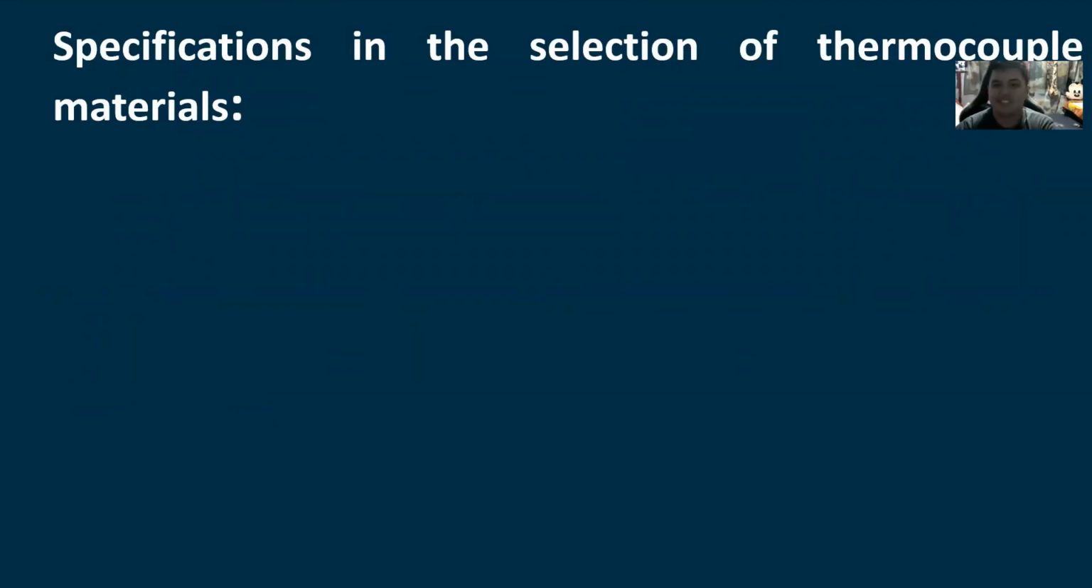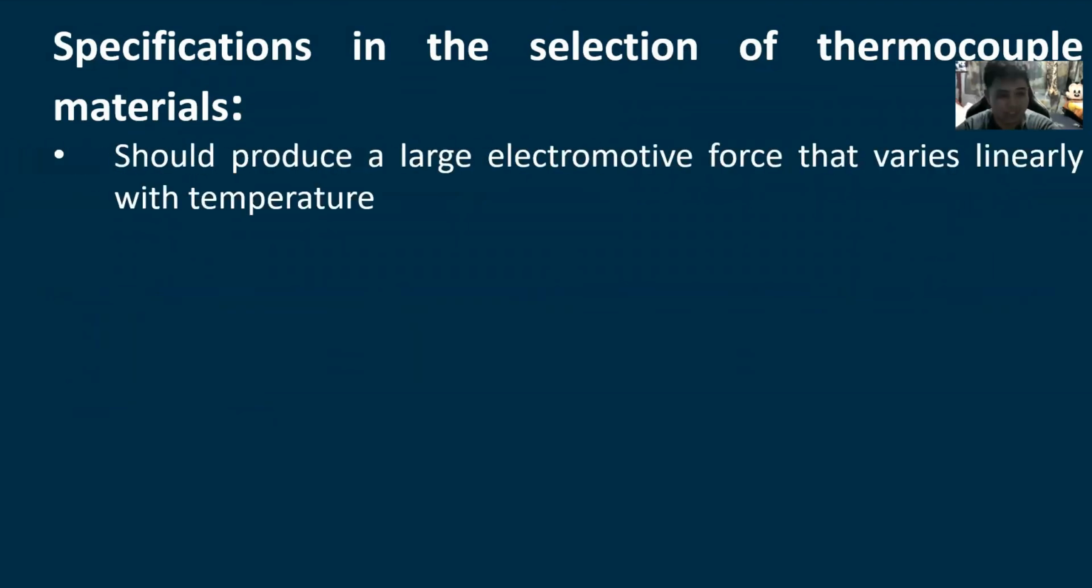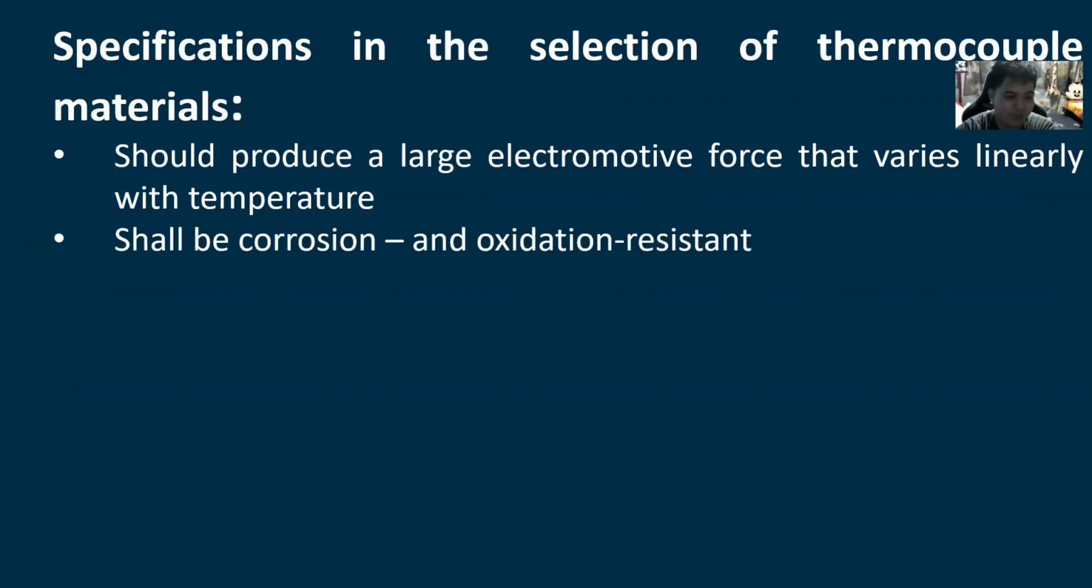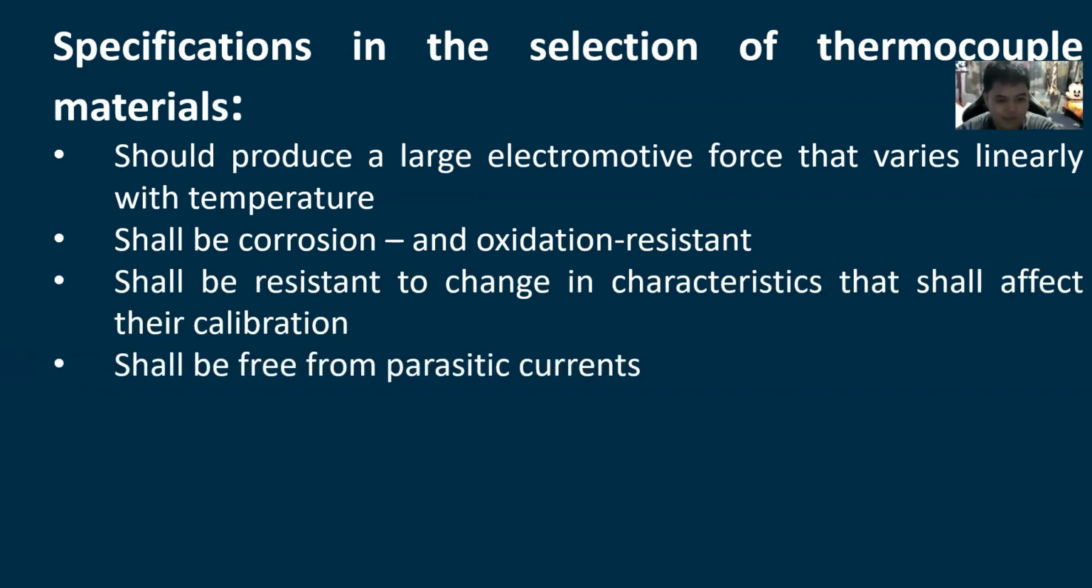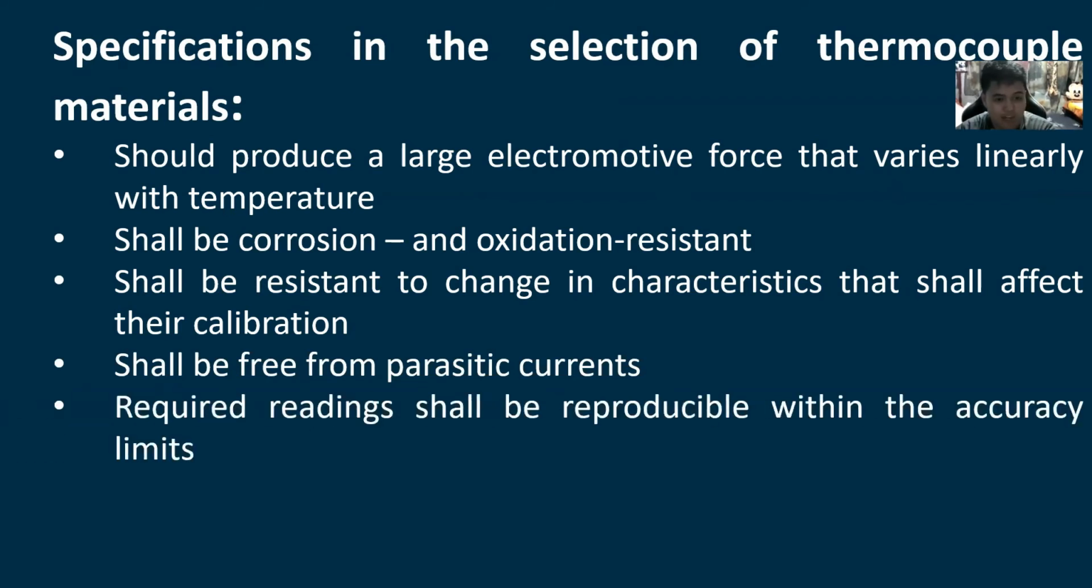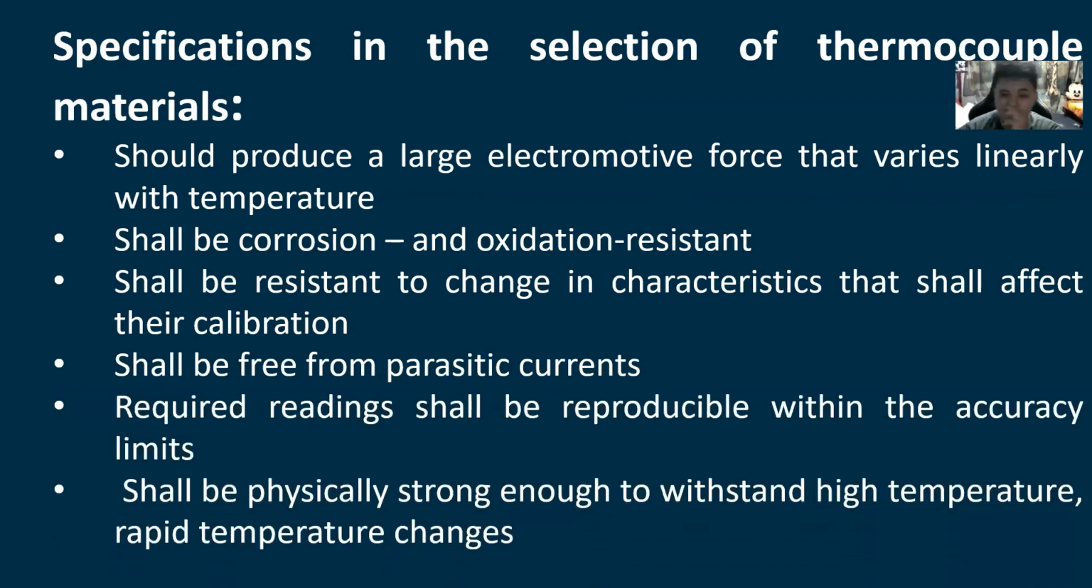So the specifications in the selection of thermocouple materials. The first one is that it should produce a large electromotive force that varies linearly with temperature. Second, it shall be corrosion and oxidation resistant, shall be resistant to change in characteristics that would affect calibration, and shall be free from parasitic currents. Readings shall be reproducible within the accuracy limit, and the material shall be physically strong enough to withstand high temperature and rapid temperature changes. Again, these are the specifications in the selection of thermocouple materials.